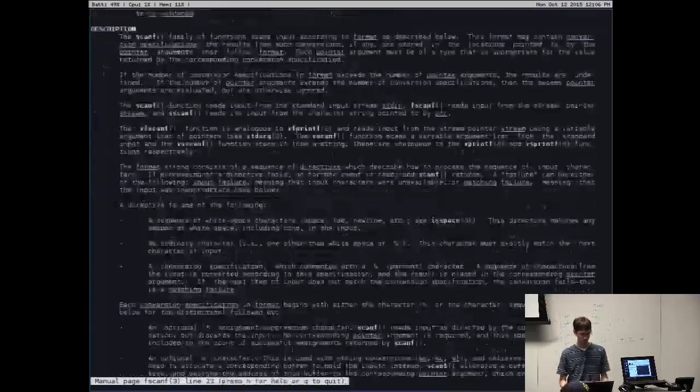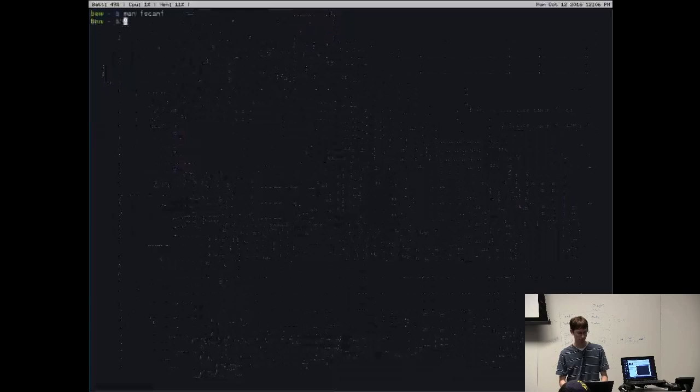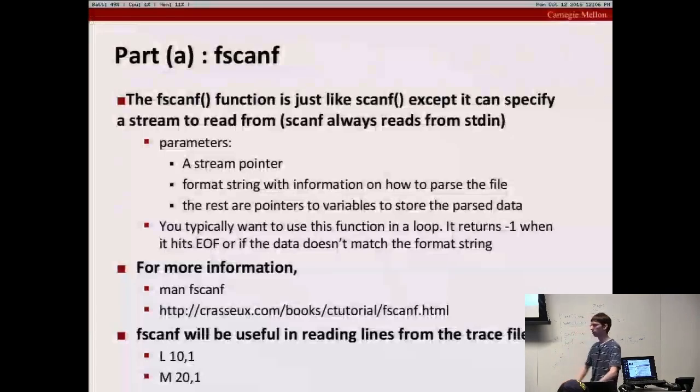This will be useful because you have a file that's telling you what the cache should be doing: access this address, access that address, write to this address, write to that address. And this will be the way that you get that information into your program so that your cache simulator can use it.